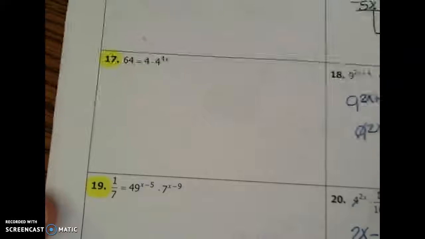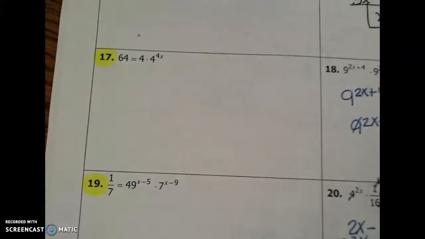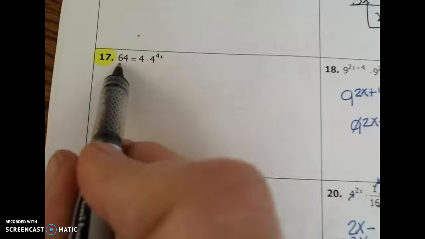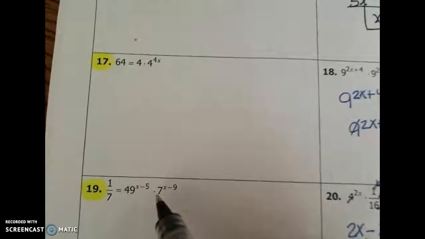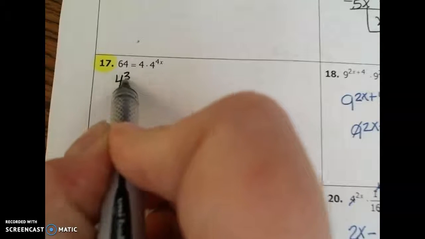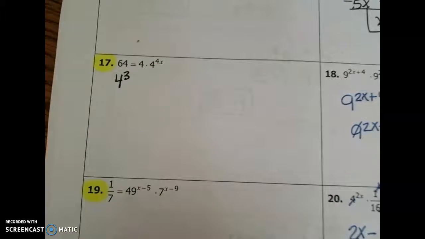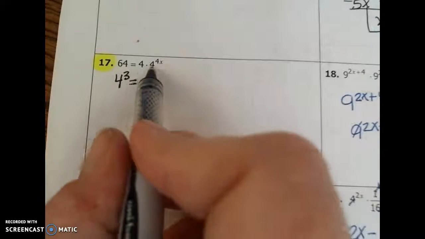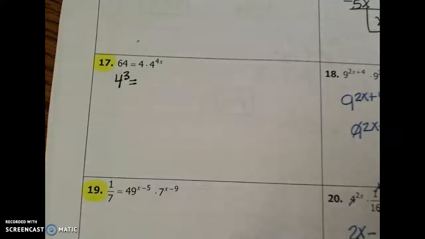So from 16, I want to go on to 17 because it looked a little bit different. In looking at 17, I've got 4 bases over here, so I asked myself if I could make 64 using a 4 and an exponent, and I can. I know 4 to the 3rd is 64. So I'm just going to rewrite it this way. Now, I have 2 bases that are the same, that are multiplying. That means I add their exponents.